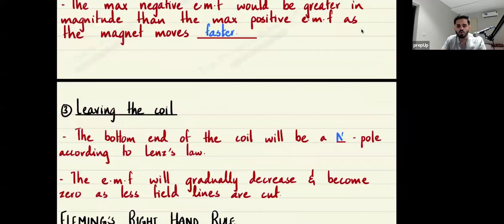And obviously as it goes away, the field lines get weaker, the spacing increases. So the EMF will gradually decrease and become 0 as less and less, and eventually no field lines are cut. So that's the idea here related to some of the preliminary ideas of the generator effect.